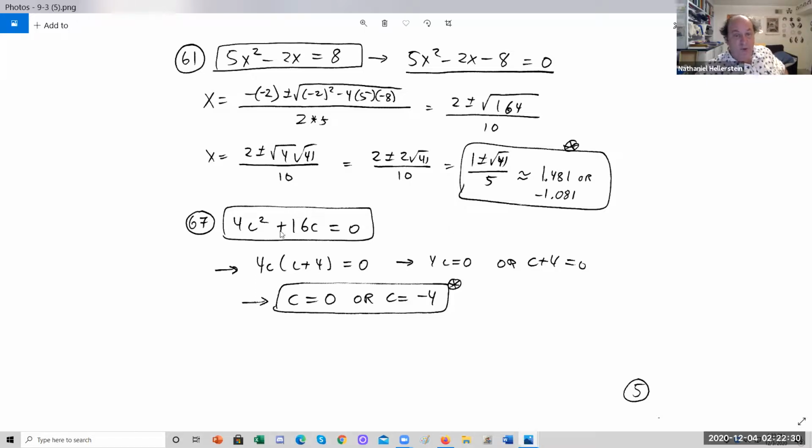Here we have 4c squared plus 16c equals 0. Now this one does not need the quadratic formula. You can solve it quite quickly by factoring. There's a common factor of 4c between these two terms, and it's 4c times c plus 4. So solution by factoring means that either 4c is 0 or c plus 4 is 0. And then this comes out to c equals 0, or c is -4. So 0 or -4 solve this equation.